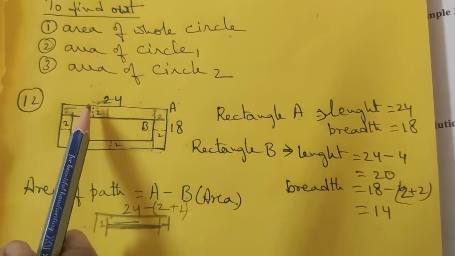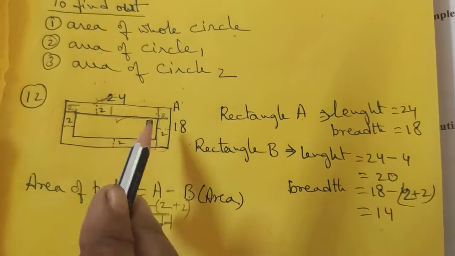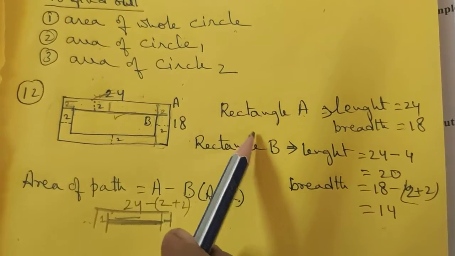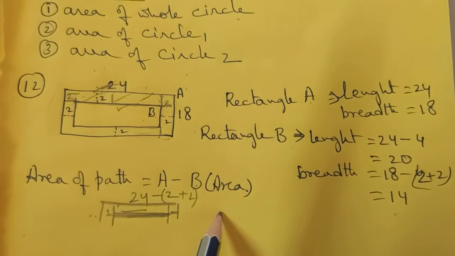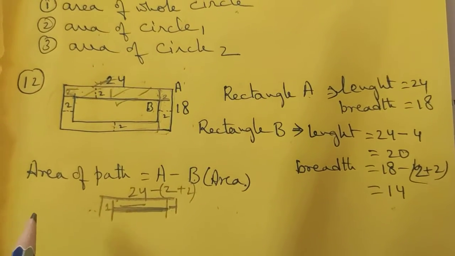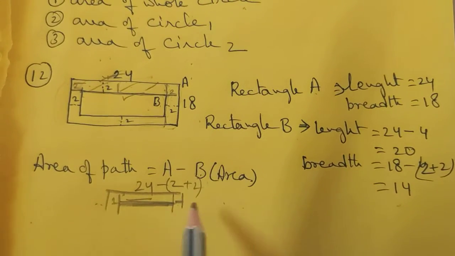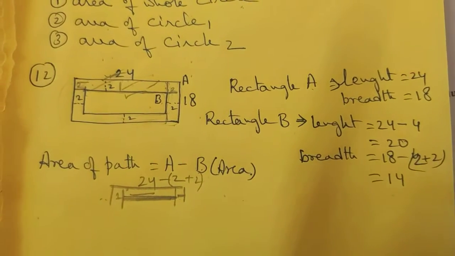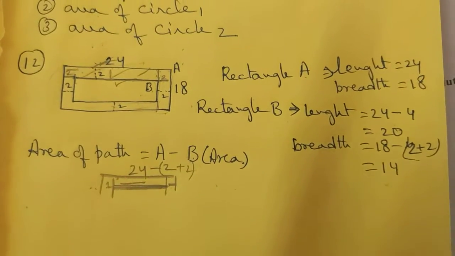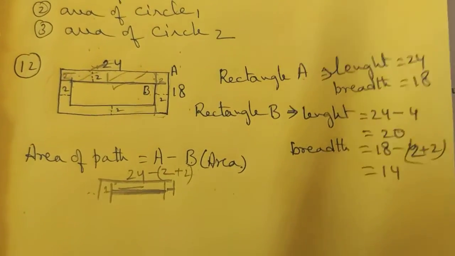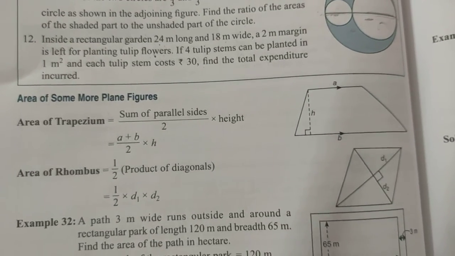Now you have to find the area of this bigger rectangle and the area of this smaller rectangle. When you subtract both the areas, you will find the area of this path. Now when you have found the area of the path, if 4 plants are planted in 1 meter square, you have to find how many plants will be planted in the total area. Whatever answer you get, you multiply with 4. And when you get the total number of plants, you multiply with 30, you will get the answer. So with this we complete our exercise 14.3.